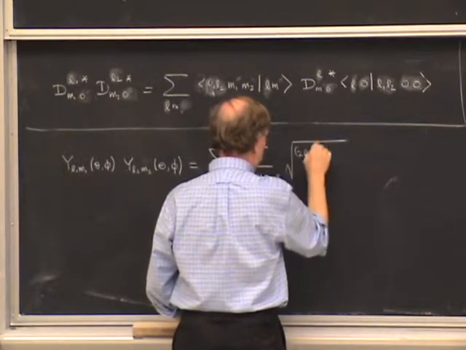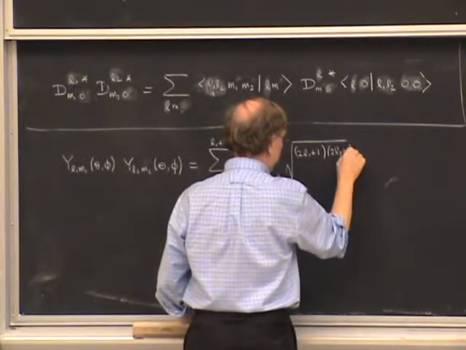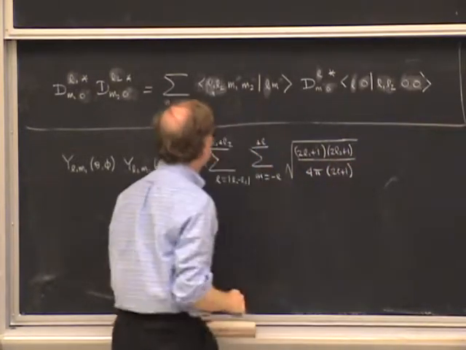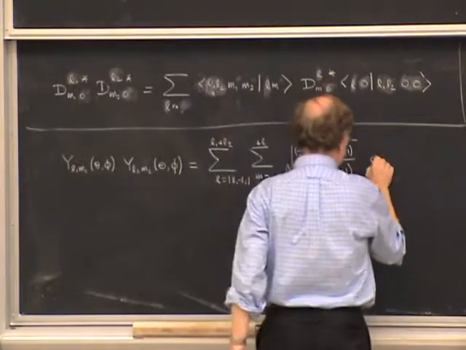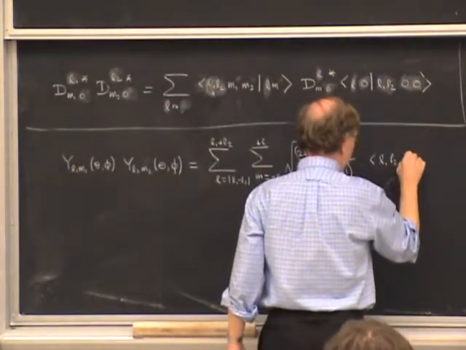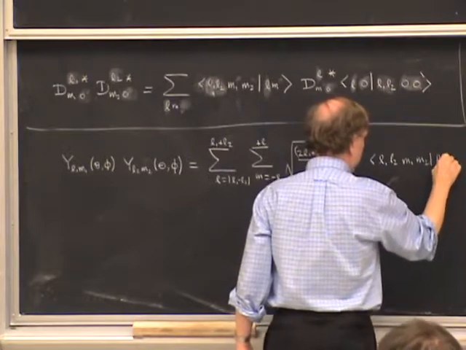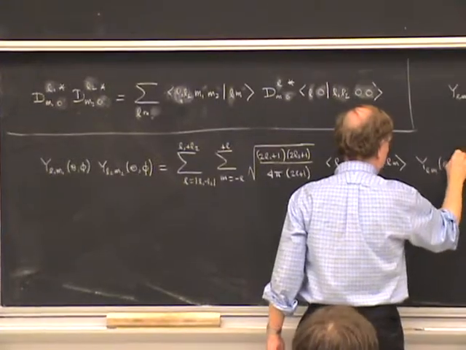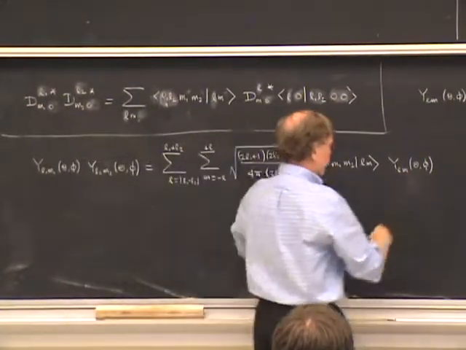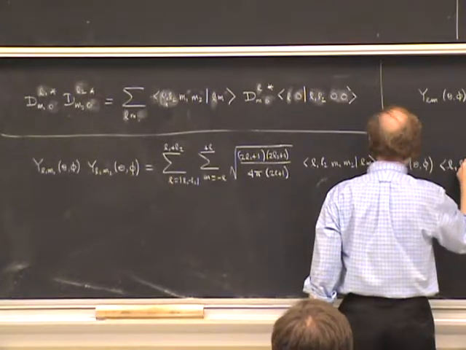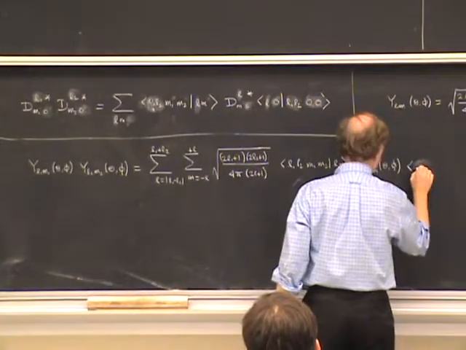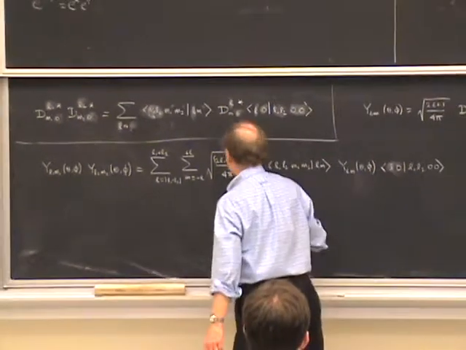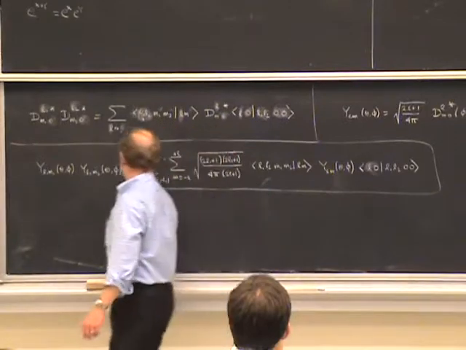Square root of 2L1 plus 1 times 2L2 plus 1, divided by 4 pi times 2L plus 1. And then there's the first Clebsch-Gordan coefficient, which is L1, L2, M1, M2, square root product of LM. Then there's a YLM of theta and phi from the middle B matrix here. And then there's a final last Clebsch-Gordan coefficient, which is L1, L2, 0, 0, like this. Okay, you get this formula.